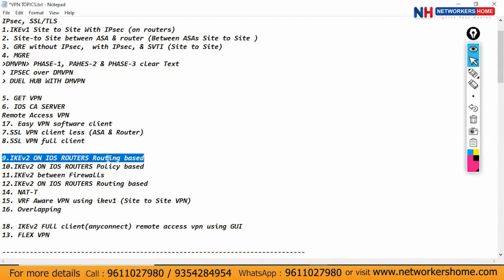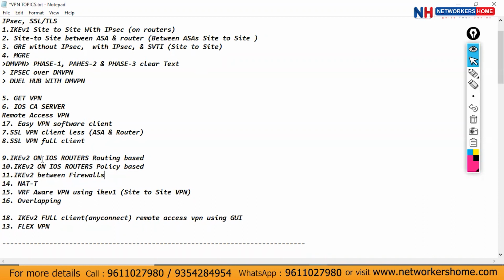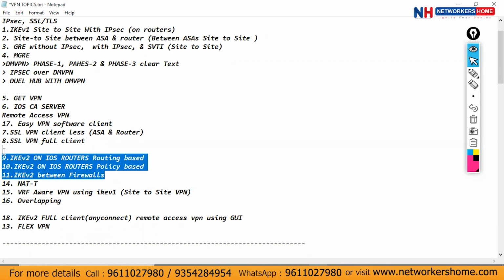Now, if I give an example of routing based VPN, what is GRE? GRE is a routing based VPN. The routing table decides how the VPN traffic will pass. In a policy based VPN, your ACL decides what traffic will pass through a tunnel. IKEv1 between firewalls, IKEv2 on iOS routers, routing based, right? So I guess this is repeated. Okay. So on the routers, routing based, and between the firewalls, policy based, such types of VPNs you will see, using different flavors of IKEv2.